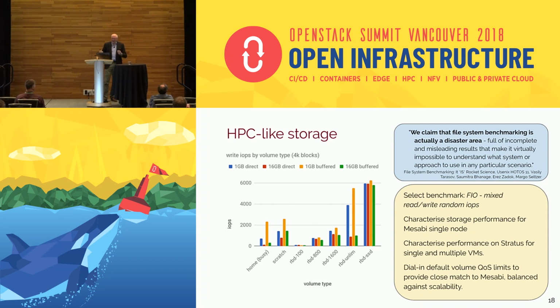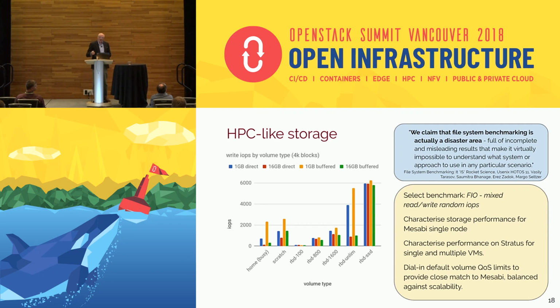Storage was really way harder to measure, unlike the initial Ceph tuning where we could vary one parameter and get really definitive results out of it. In this case, we were trying to measure the global parallel file system on Mesabi versus block storage on Ceph, and they're very different beasts, with very different performance characteristics. And the quote: we claim that file system benchmarking is actually a disaster area full of incomplete and misleading results that make it virtually impossible to understand what system or approach to use in any particular scenario. That actually spoke really directly to us.